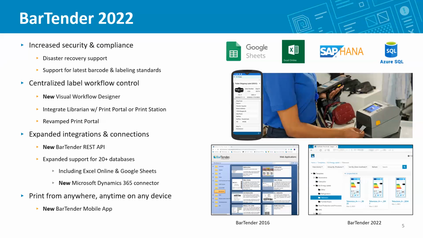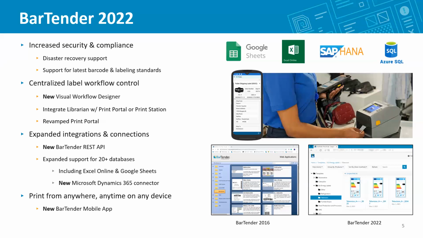We've also introduced the integration between Librarian and Print Portal or Print Station to help you centralize and manage your label template files. And speaking of Print Portal, BarTender 2022 completely revamps the application with modern UI and faster performance. The refreshed Print Portal, which you can see there in the bottom right of the slide here, provides more detailed user permission and expanded remote printing access for your teams, partners, and external suppliers.